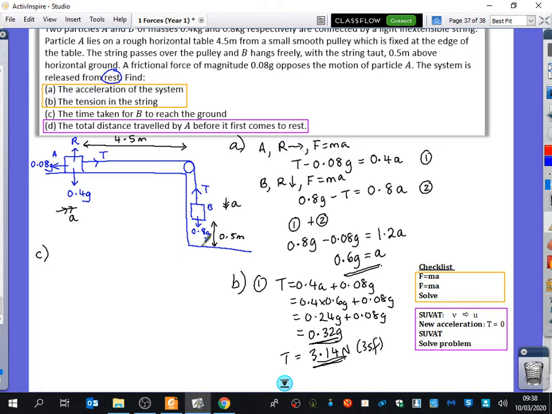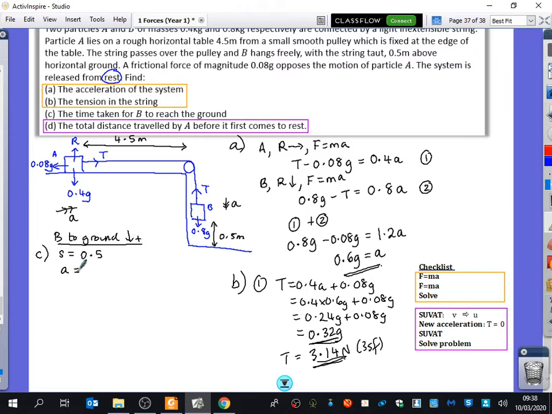What kind of thing do you think this is going to be? Suvat, exactly. It's got to be Suvat. So we know the distance it's travelling. If we look at doing this one for B going to the ground, and we're going to take downwards as our positive direction. It just seems to make sense to take downwards as a positive direction because everything is going downwards. Looks like the distance it's moving is 0.5.